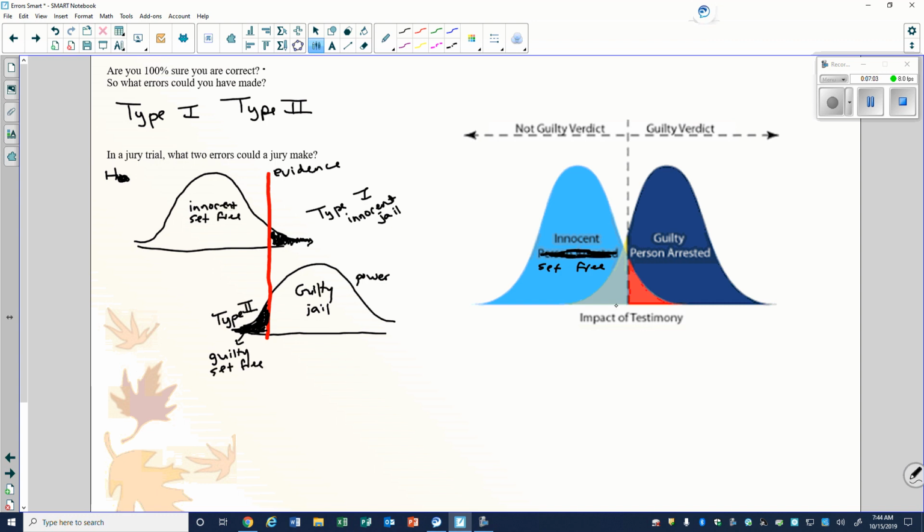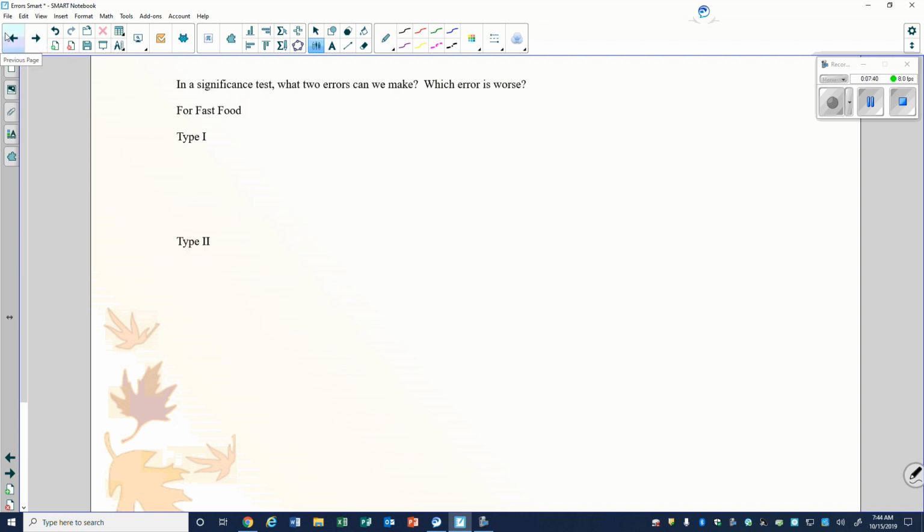So on your curve, this little light green space is where we're taking that guilty person and setting them free, which is a type 2 error. And the red space here is part of the innocent curve, but we have enough evidence to say that they're guilty. So this is the innocent person going to jail, which is a type 1 error. Now, you can't make both errors at one time. It just depends on what conclusion you come up with in your problem.